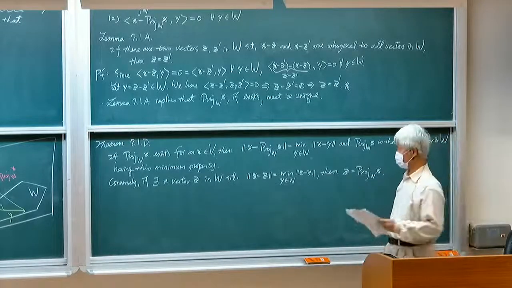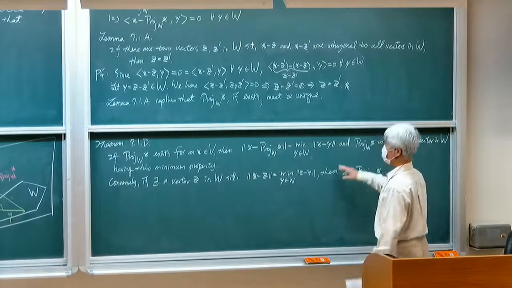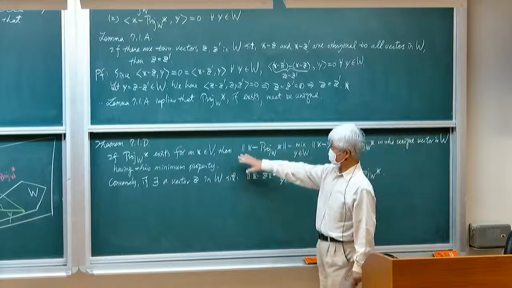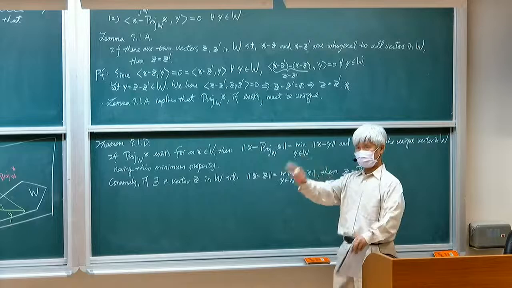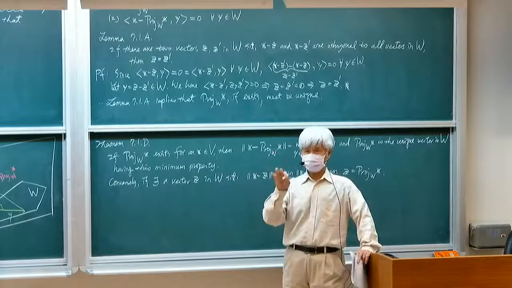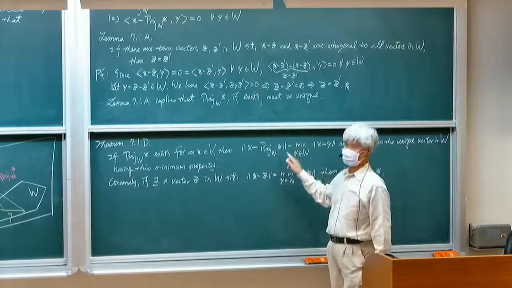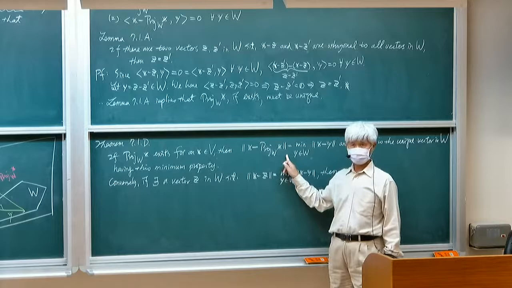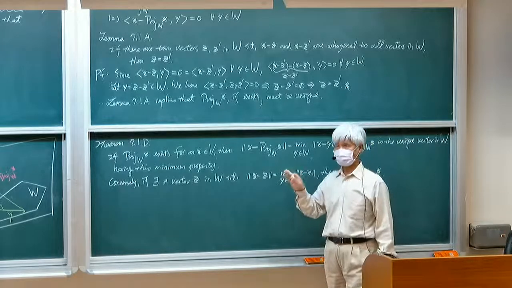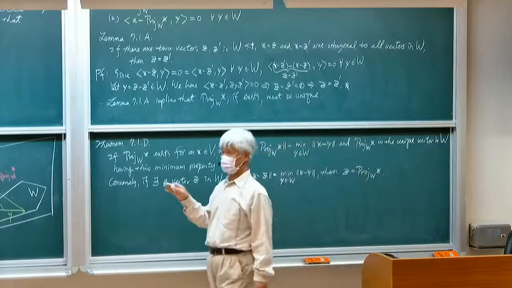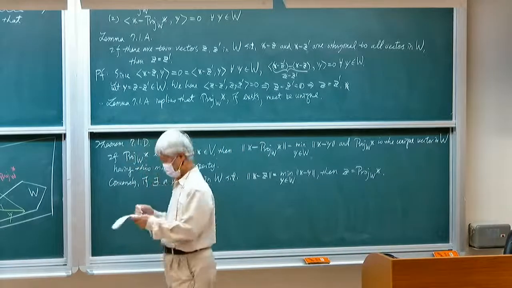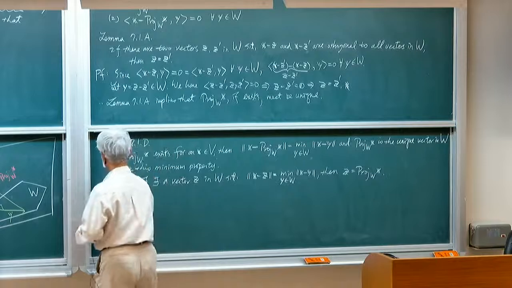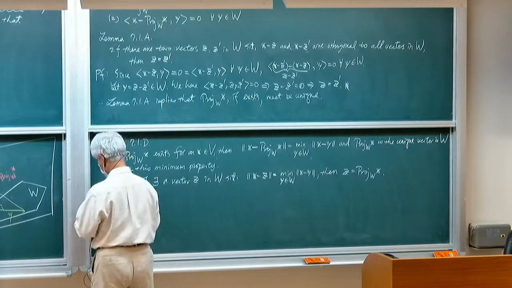I will say that again. Anyway, so orthogonal projection, this concept is equivalent to the minimum properties we encountered in Euclidean geometry. Okay, so now we give a proof for that.